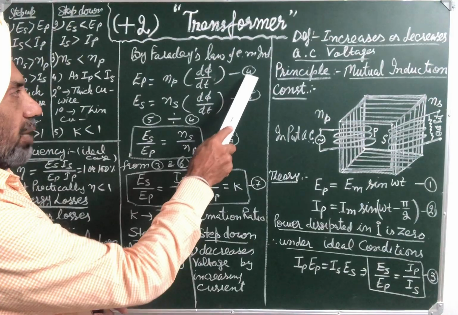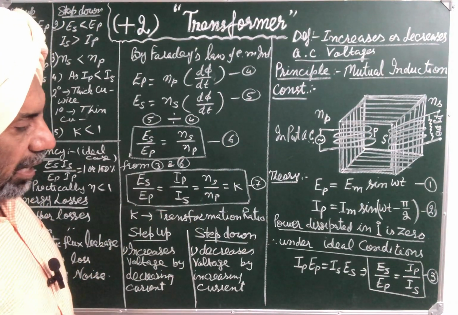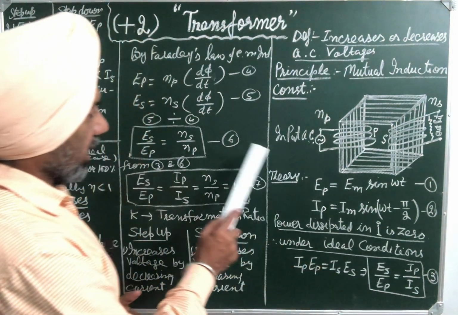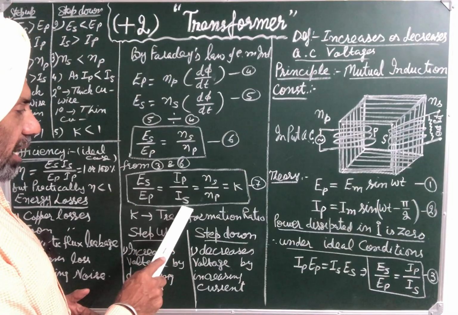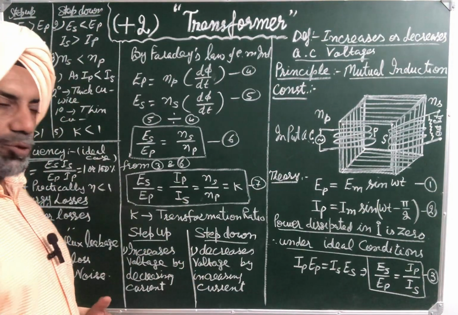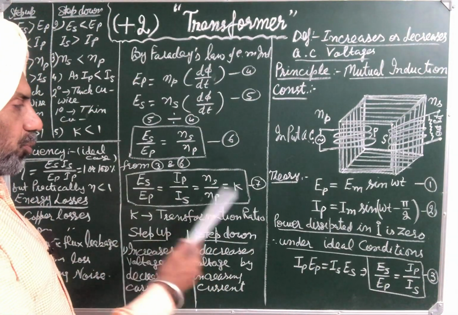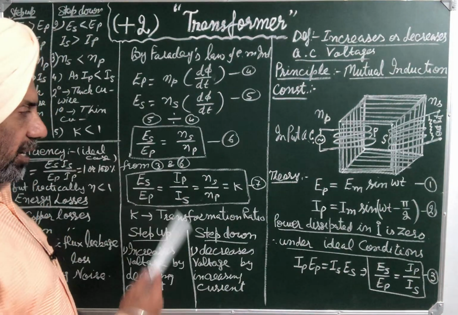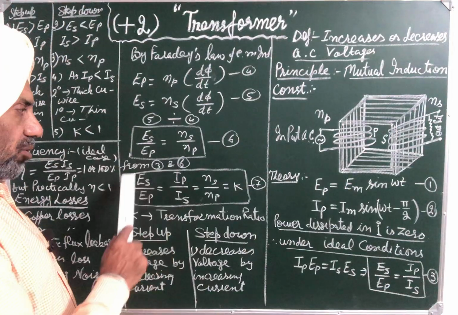Dividing the two equations, we have E_S/E_P = N_S/N_P, and comparing the two results, we have E_S/E_P = I_P/I_S = N_S/N_P = K, where K is known as the transformation ratio. So this gives the relation between input and output currents and the number of turns of primary and secondary. For numericals, you have to remember this relation.